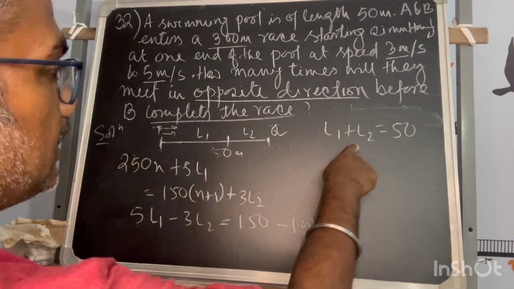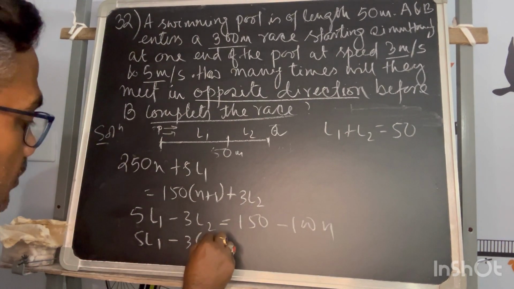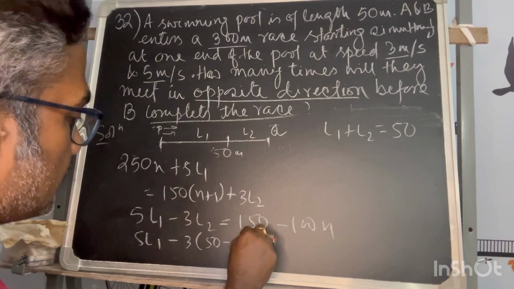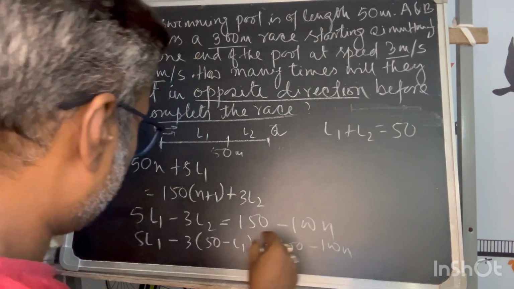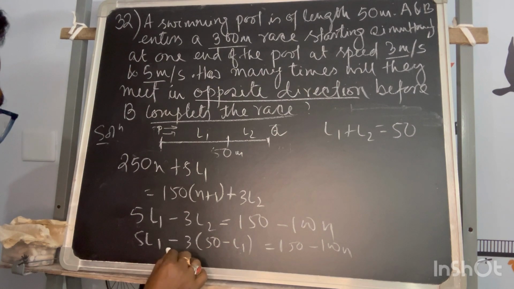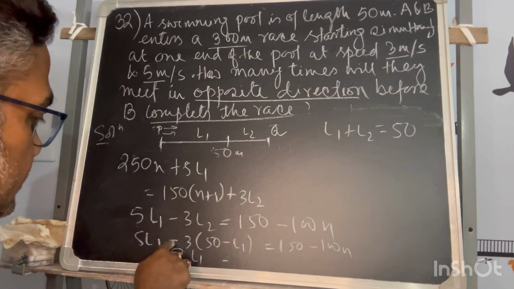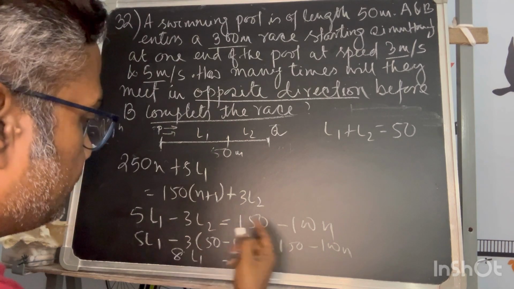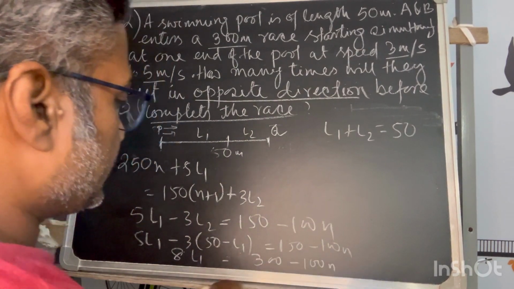Now I will put L2 is equal to L1 minus 3 into 50 minus L1, that is equal to 150 minus 100 n. So this will be 8 L1, 150 will go that side. So 300 minus 100 n.